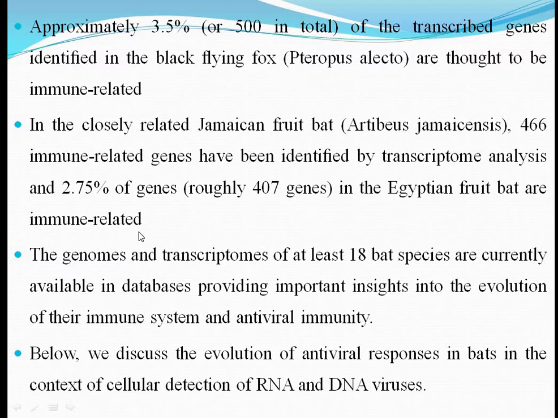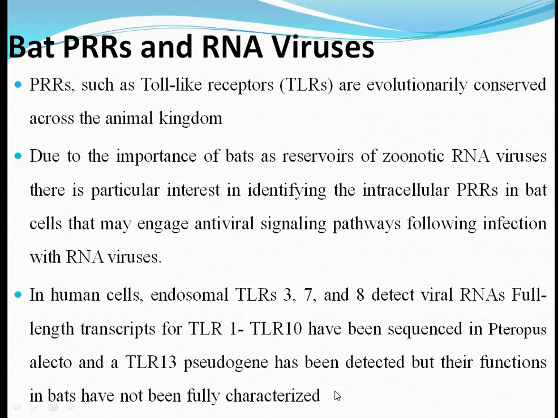are immune related. The genome and transcriptome of at least 18 bat species are currently available in databases, providing important insight into the evolution of their immune system and antiviral immunity. Below we discuss the evolution of antiviral response in bats in the context of cellular detection of RNA and DNA viruses. First, bat pattern recognition receptors and RNA viruses.